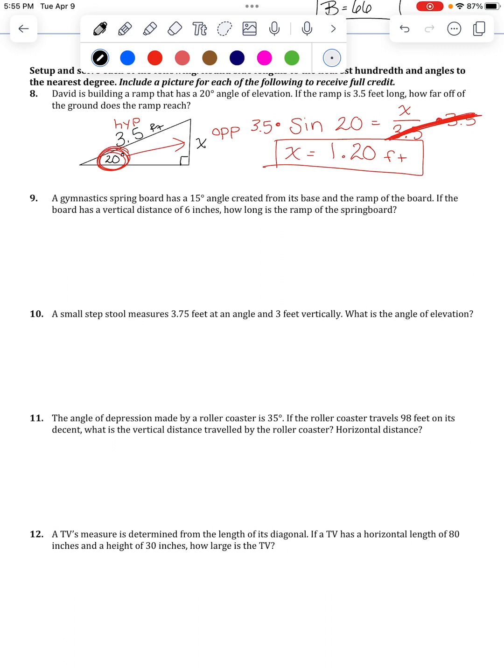Problem 2. A gymnast's springboard has a 15-degree angle created from its base and the ramp of the board. Okay, so there's a ramp. And there's a base. Bases end up generally being on the bottom of things. It's a 15-degree angle. If the board has a vertical distance, vertical is up and down, how long is the ramp? Again, the ramp is the thing that goes at the angle.